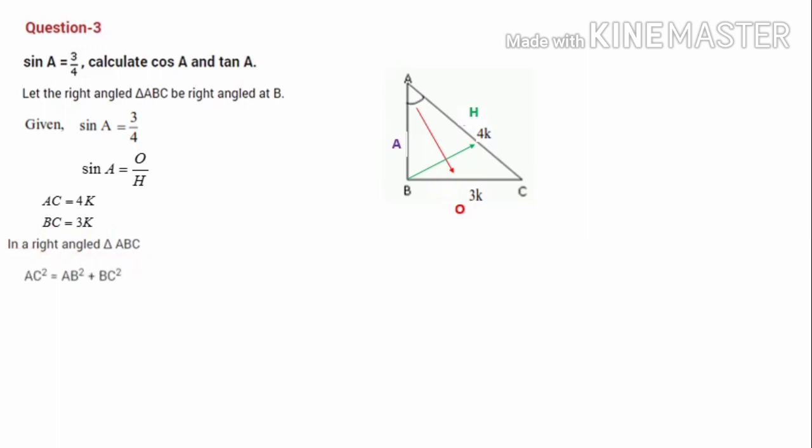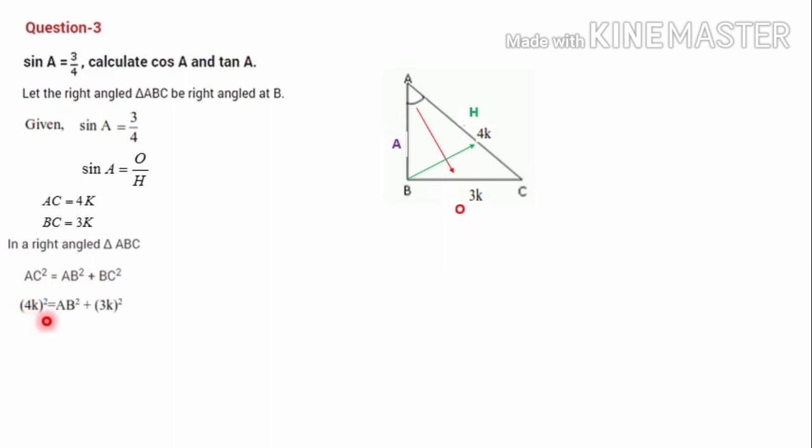In right angle triangle ABC, AC square equal to AB square plus BC square. Why are we using this? Because there is a side AB which is left over, with no measurement. We have to calculate AB, and only then will we be able to calculate the trigonometric ratios. So it's necessary to calculate AB. We use the Pythagoras theorem for calculating one side of a right triangle when the two other sides are given. Then substitute it.